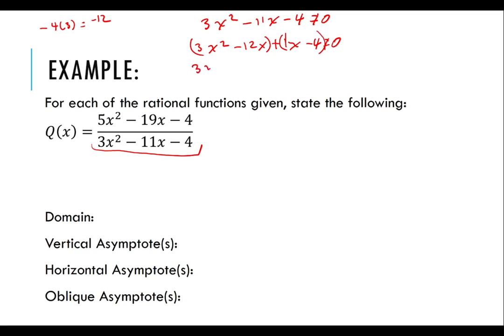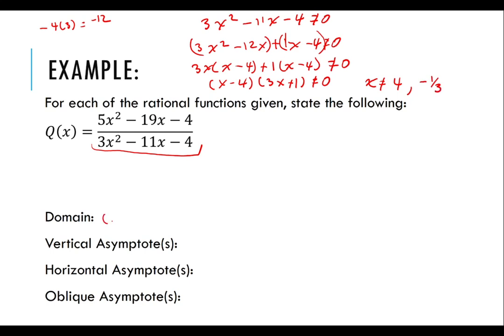That's going to give me 3x times x minus 4 plus, we need a greatest common factor placeholder of 1 times x minus 4. Those things can't equal 0. That is, x minus 4 times 3x plus 1 cannot equal 0. So that gives us, via the zero product property, that x cannot equal positive 4 and x cannot equal negative 1/3. And so our domain is going to be from negative infinity up to negative 1/3, kick out negative 1/3, union, negative 1/3 up to 4, kick out 4, union, 4 up to infinity.